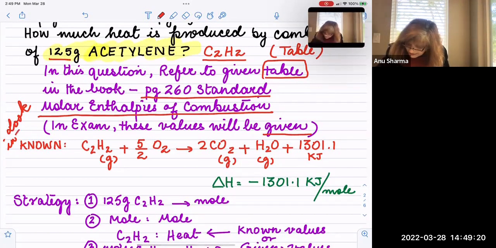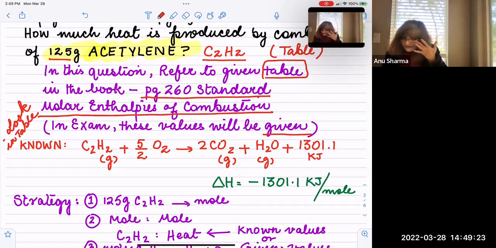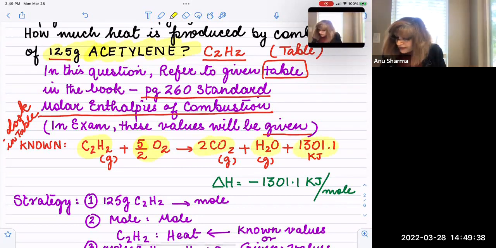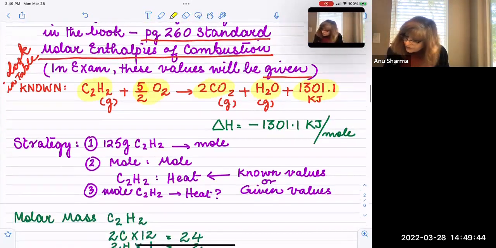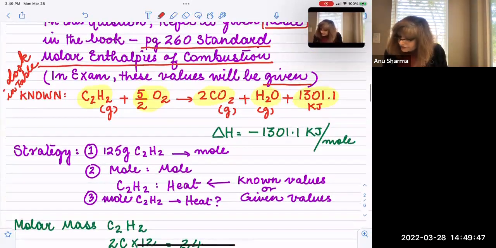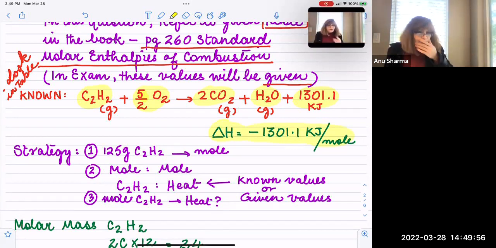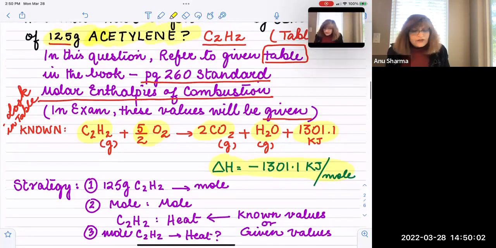You are given that C2H2 reacting with 2.5 O2 gives you 2 moles of CO2, 1 mole of water, and 1301.1 kilojoules of heat being released. So what do we do here? Another way of writing the same equation is delta H is negative 1301.1 kilojoules per mole, per mole meaning for 1 mole. So what is the strategy here? First thing, obviously, grams doesn't make sense.